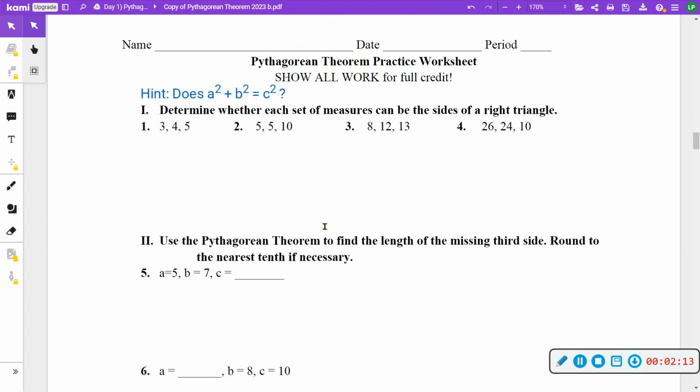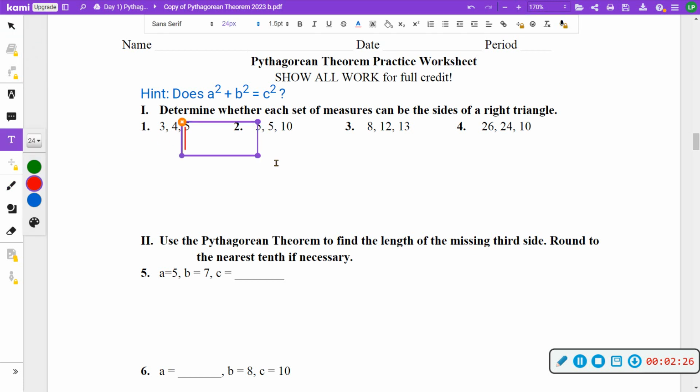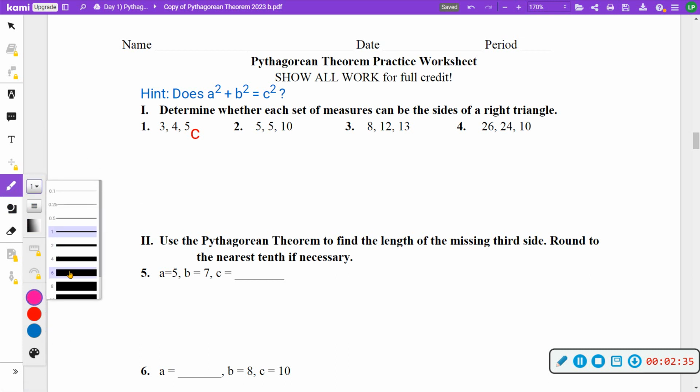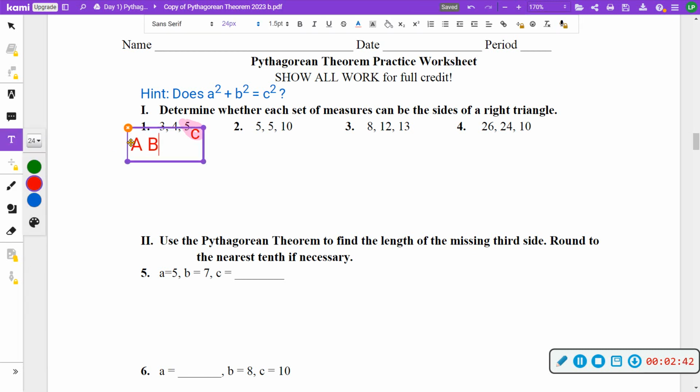So now we're going to use what's called the converse of the Pythagorean theorem, and we're going to determine whether each set of measures can be the sides of a right triangle. When we're doing this, it's important to make sure you let C be the biggest number. So right here I have C. C is 5. And then the other two, A and B, will be 3 and 4.